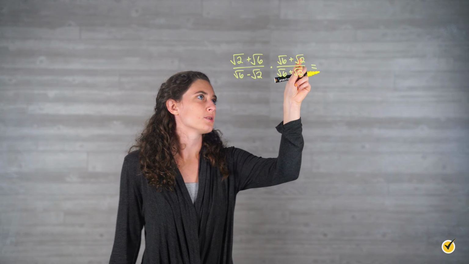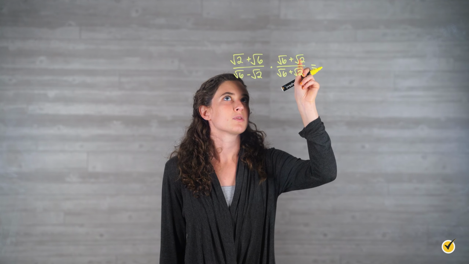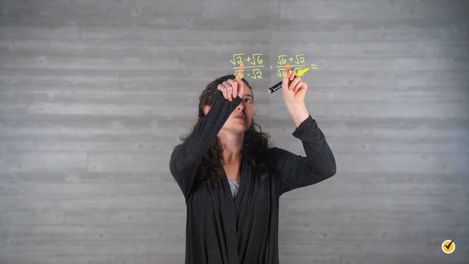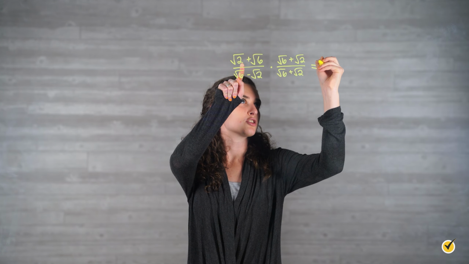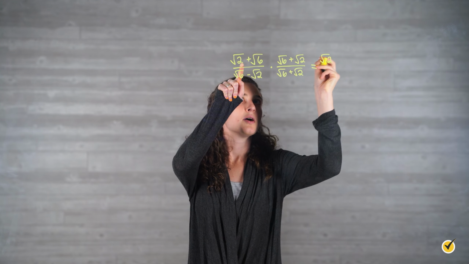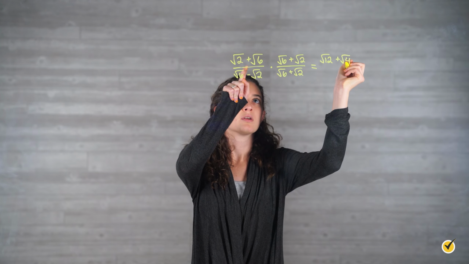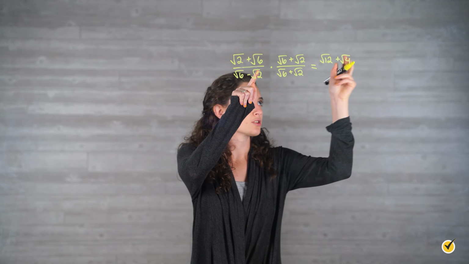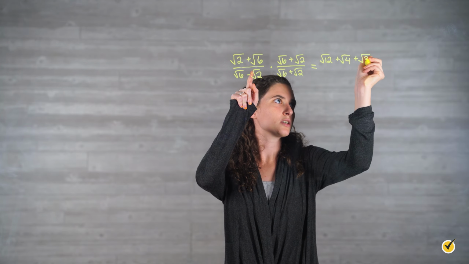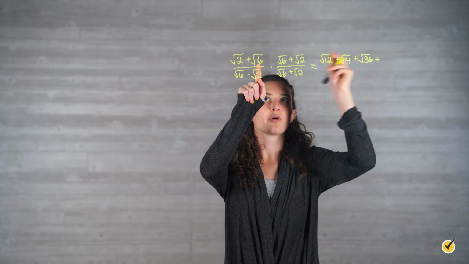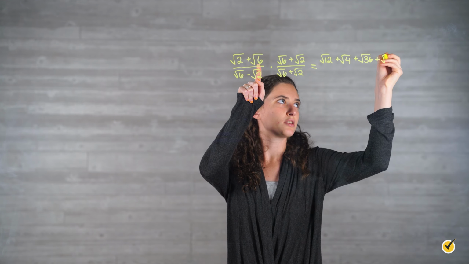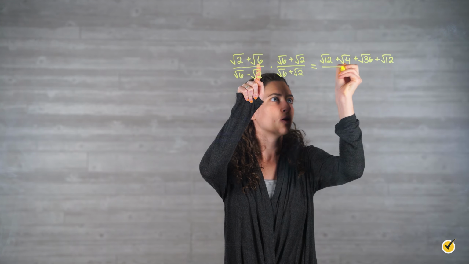Now we can use FOIL to multiply our numerators together. The square root of 2 times the square root of 6 is the square root of 12. Plus the square root of 2 times the square root of 2 is the square root of 4. Plus the square root of 6 times the square root of 6 is the square root of 36. Plus the square root of 6 times the square root of 2 is the square root of 12.